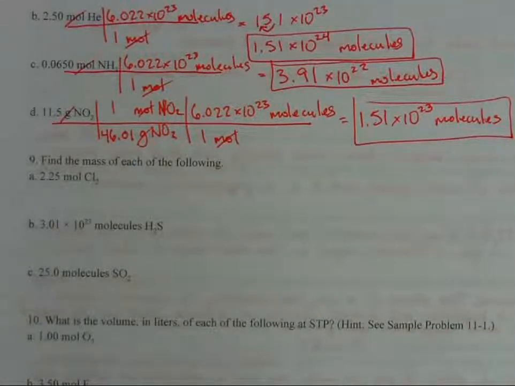Number 9. Find the mass of each of the following. Now, in the last problem, in number 8, we were converting everything into the number of molecules. Now, let's convert everything into mass, because these are different quantities that you might be asked to solve for. So let's get a couple of practices in here. So, A, 2.25 moles of chlorine.